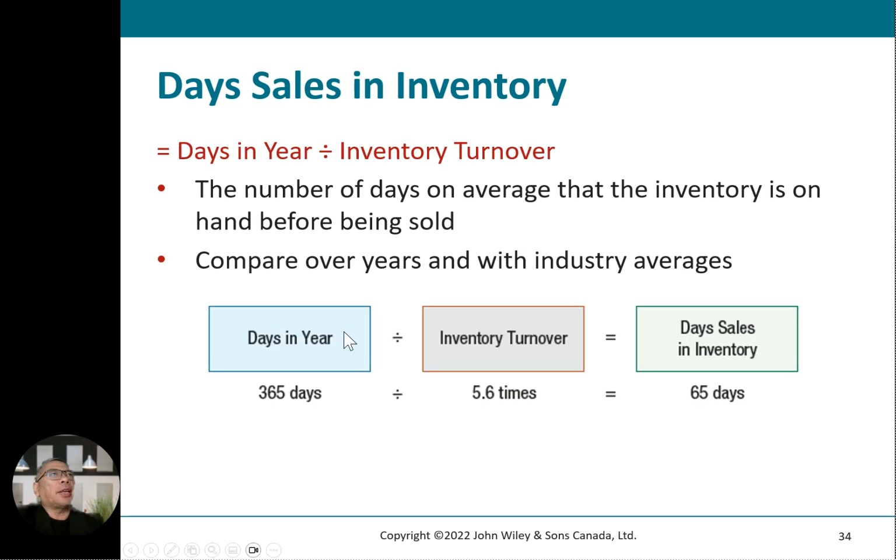Now look at the next one, the days in inventory. Days in year divided by turnover. The number of days on average the inventory is on hand before being sold. Compare over the years. Okay, days in year is 365. The standard we always use is 365, guys. You don't use 366. When we do calculations in your exam, it's going to be 365. And then you have the inventory turnover, and you get the days in inventory. That's the average inventory turnover in this particular logic.